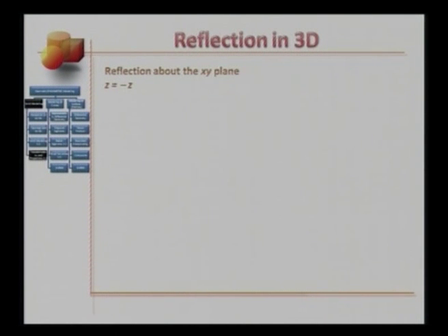If we consider reflection about the xy plane, only the z coordinate changes sign. The x and y coordinates remain the same. Accordingly, our f sub xy, reflection about the xy plane, will be a 4 by 4 transformation matrix, which will look like this. Entries 1, 0, 0, 0, 0, 1, 0, 0, 0, 0, minus 1. Note the sign change in the z coordinate, and 0, 0, 0, 0, 1.